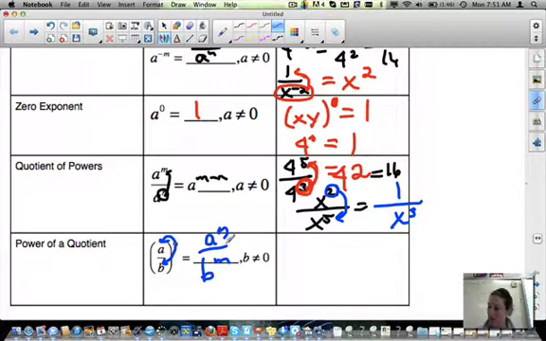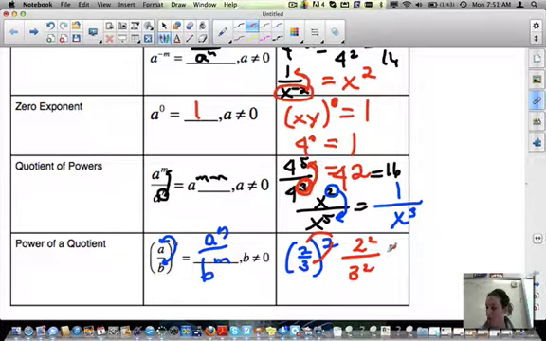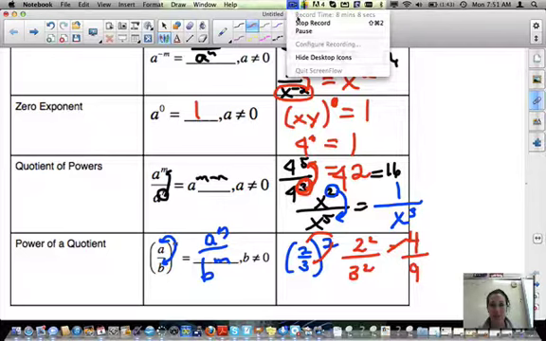Okay, one more example. Two-thirds inside parentheses squared. You can't simplify 2/3, so I am going to distribute the square to both the numerator and the denominator. 2 squared over 3 squared is 4 over 9. Okay, so that concludes the podcast for properties of exponents.